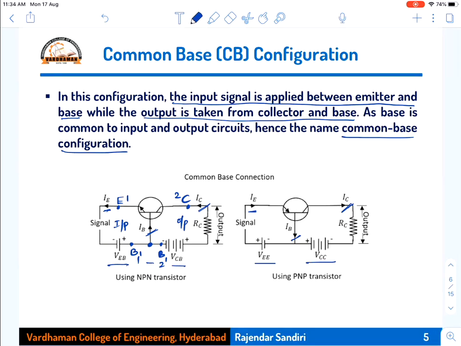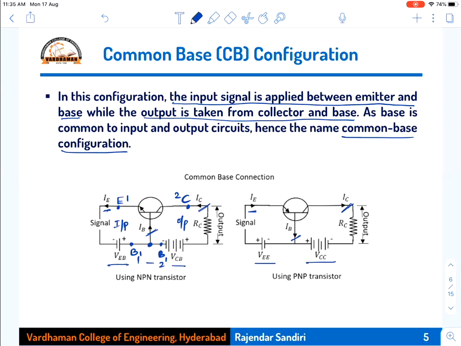So this is the way we do the common base connection. Common base connection is nothing but base is ground, emitter is input, collector is output. The input signal is applied between emitter and base. Output is taken across the load resistor RC between collector and base. And these two are provided with the biasing voltages VEE, VCC or VEB, VCB.